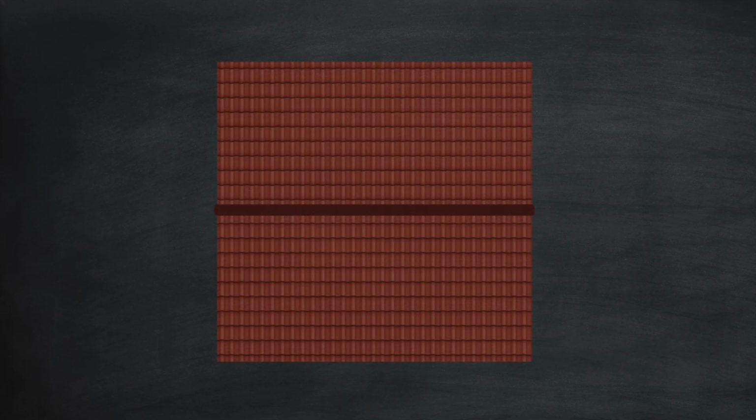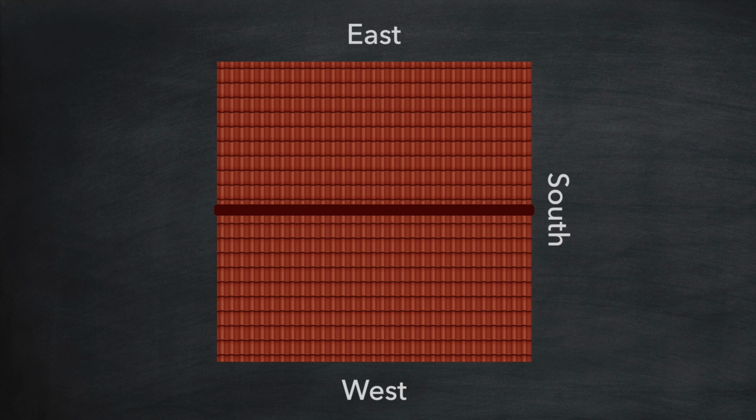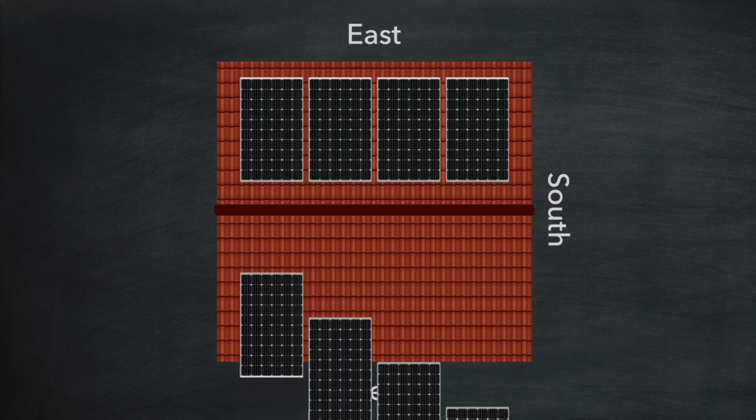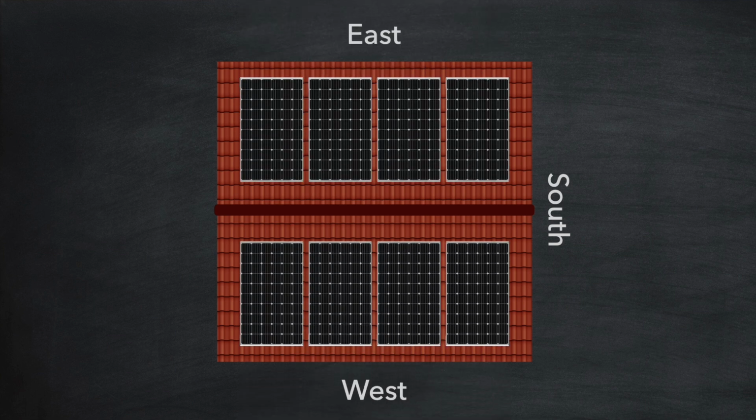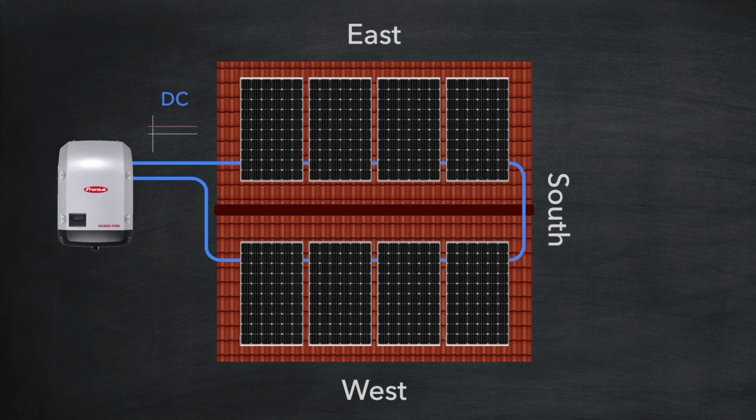Here's a typical house with east and west facing roofs. Let's stick some panels on. Now the simplest setup would be something like this, with all the panels wired in series to a string inverter. There's a problem with this setup, however, because as the sun rises, the east facing panels will be generating far more power than the west facing panels.